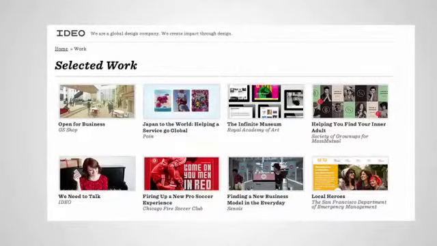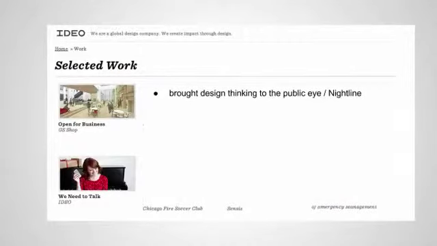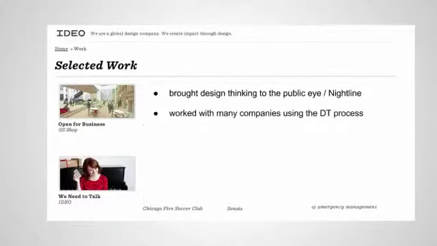IDEO is a global design company, and here is a snapshot from their website. Here are some of the existing clients that they have, but they've worked with a really large variety of clients through the years, from Apple to Palm, and have done a lot of different influential things. Their key point is they brought design thinking to the public eye, I'd say about 2005, 2006, with a segment on Nightline where they redesigned the shopping cart experience, and that really was a segment that made a lot of people understand what design thinking was about. And they have worked with many companies using the design thinking process.